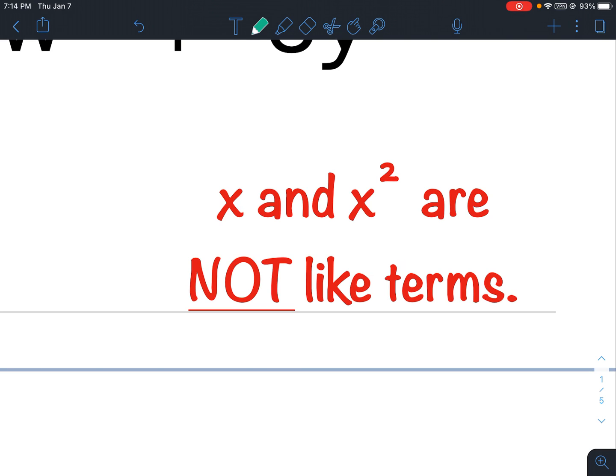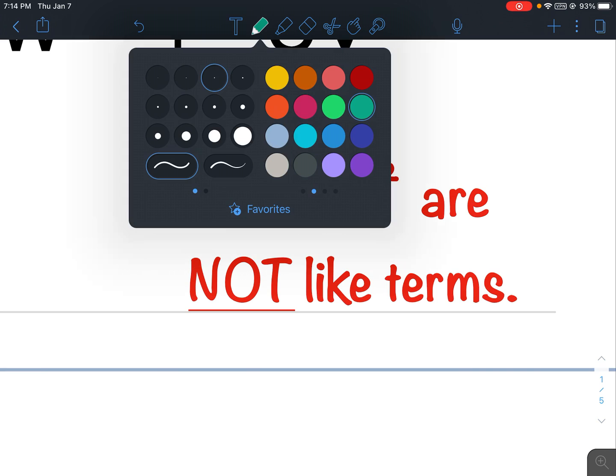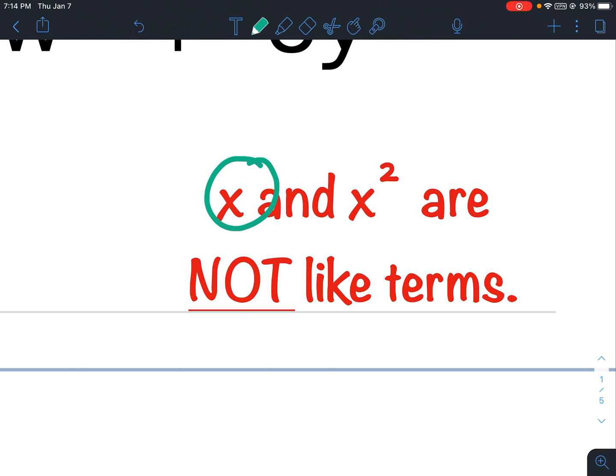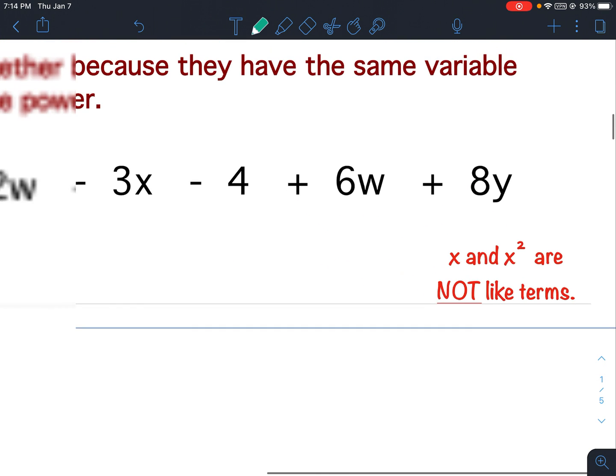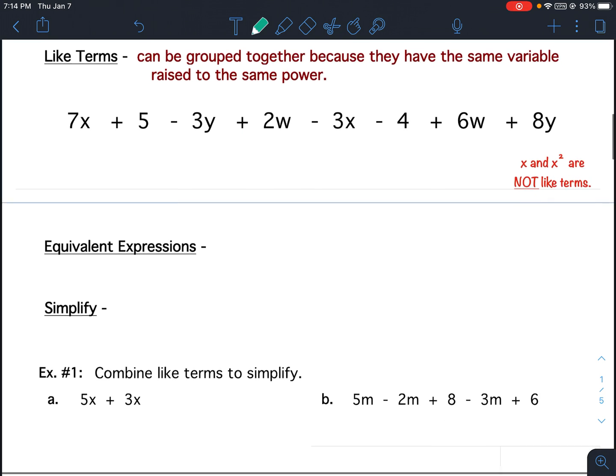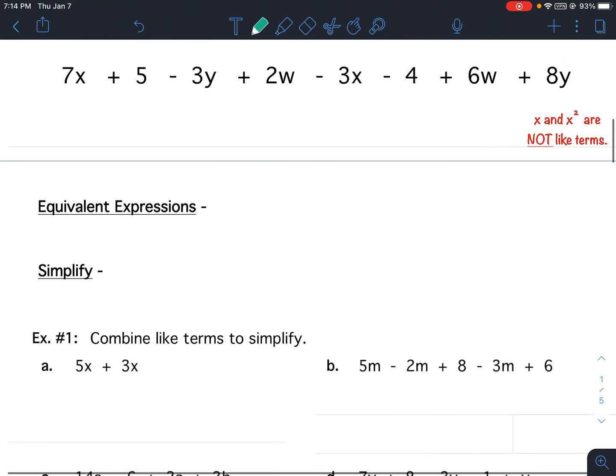Yes, they are the same variable, but this one right here would be x to the first power, and this is x to the second power. So yes, they're like variables, but they are not like terms because they're not raised to the same exponent, the same power. Okay, now you may find this silly, but this is how we're going to do these problems. We're going to use shapes to group them together.